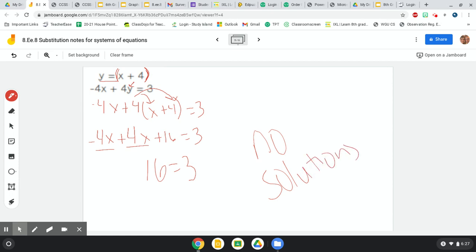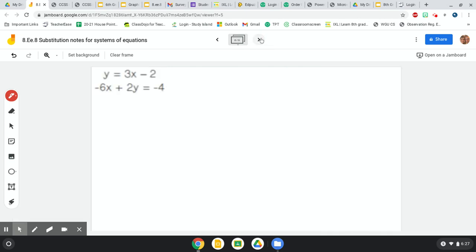There's no good way of checking no solution. As long as you go back and look at your work, make sure that you substituted correctly, combined like terms correctly, and did your solving correctly. That's really the only way to check. There's no substituting in x and y. Okay, let's look at the last one here.